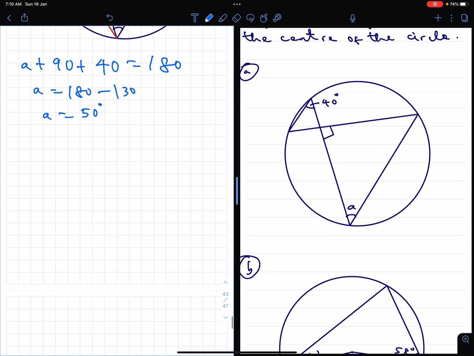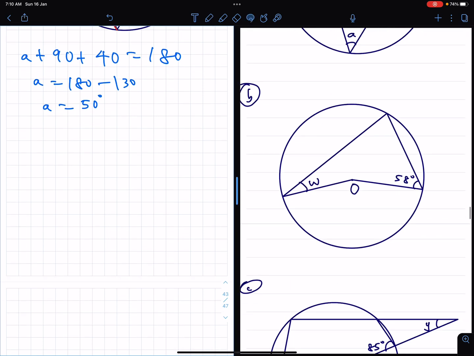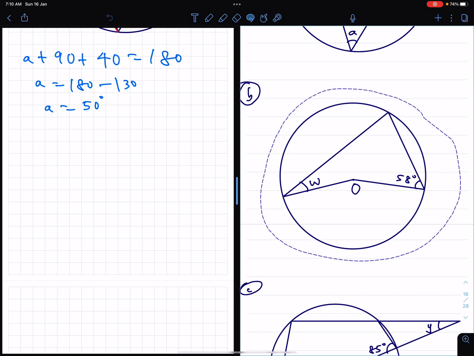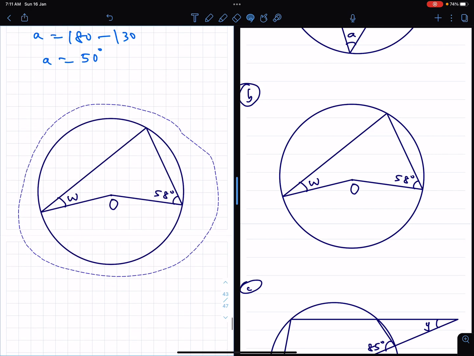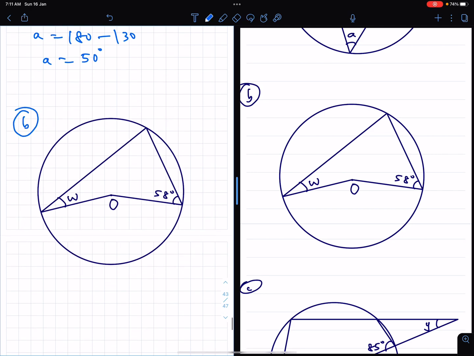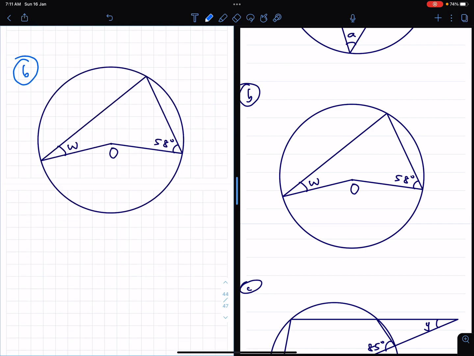We go straight to the next, which is question B. Now that's the second question. We want to find angle W here. I can construct another radius here. That's another radius. So if that's a radius, that means this will also be 58 degrees. Base angles of this isosceles triangle, it has two equal lengths, radius, radius. So these base angles are going to be equal.